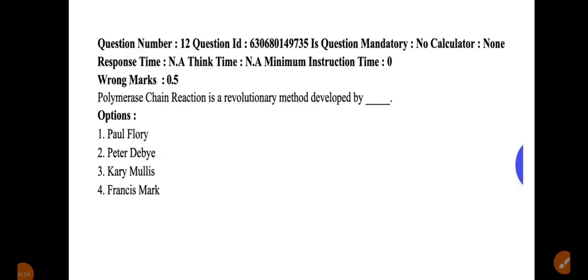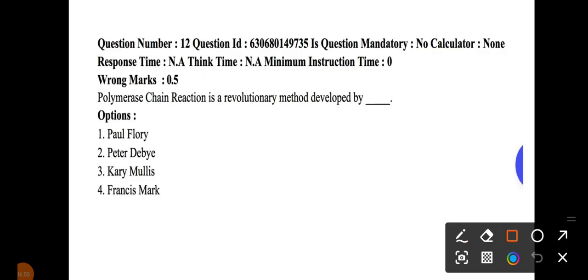Okay, the next question: polymerase chain reaction is a revolutionary method developed by, right? So who invented PCR? The PCR technique is invented by the, right? Options are Pauli Flory, Peter Debye, Gary Mullis and Francis Mark, right? So what is the answer here, guys? That is Gary Mullis. So Gary Mullis invented the PCR, that is the polymerase chain reaction. That polymerase chain reaction is also a very, very important topic from this FDA exam point of view. So please go through the PCR definitely, right?